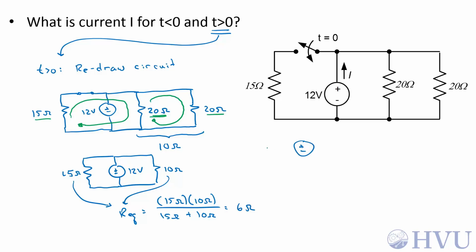Now the circuit is simply a 12 volt source with a single equivalent resistance, which is 6 ohms, and this is the current I that I want. By Ohm's law, I is equal to the voltage, 12 volts, over the resistance, 6 ohms, which is 2 amps.